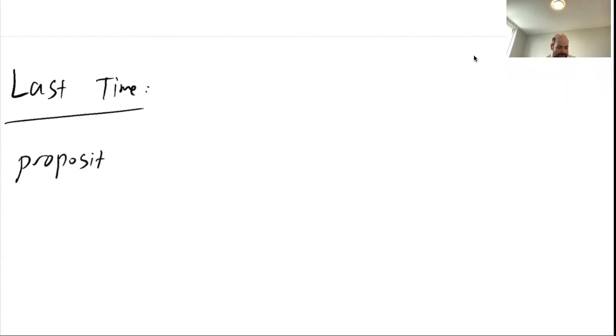Hello, everyone. So last time we talked about propositions, if you remember. So what was a proposition? We said it's a declarative sentence that can be determined as true or false. And then the notations that we use with small letters, P, Q, R, S. And then we also looked at the operations.